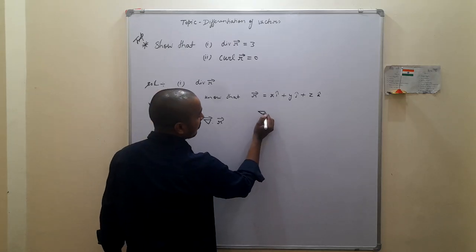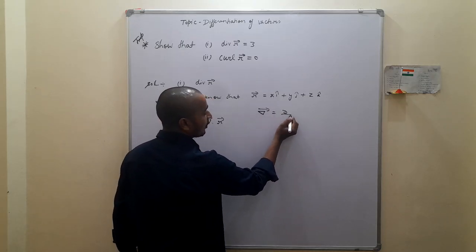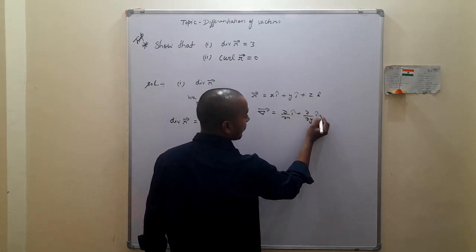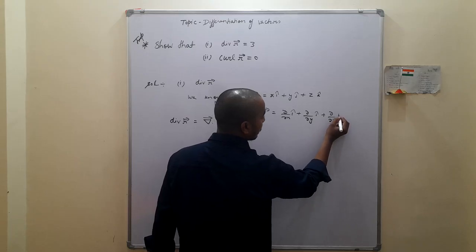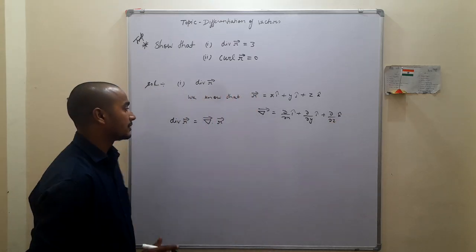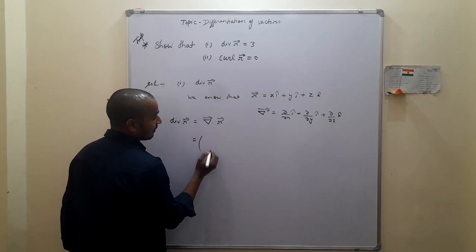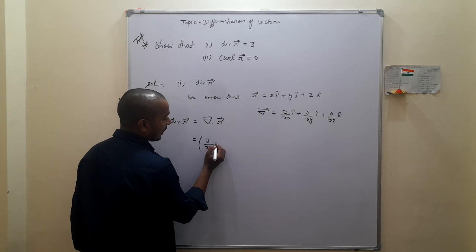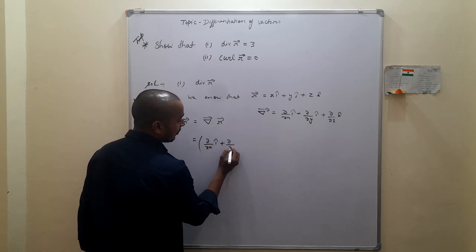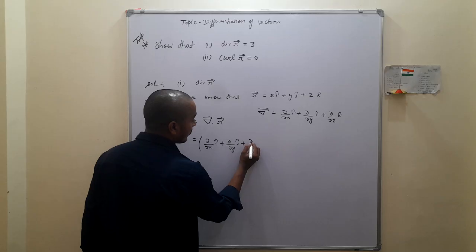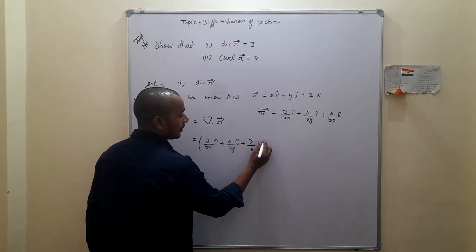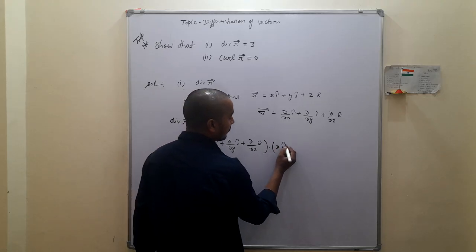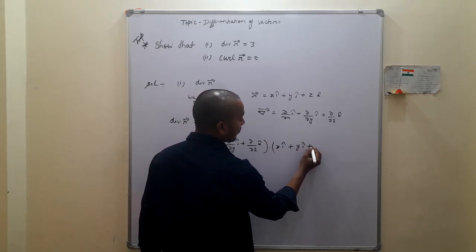Del vector represents del upon del x i cap plus del upon del y j cap plus del upon del z k cap. So we have to use this result. In place of del vector, we put del upon del x i cap plus del upon del y j cap plus del upon del z k cap, dot product with the value of R vector, x i cap plus y j cap plus z k cap.